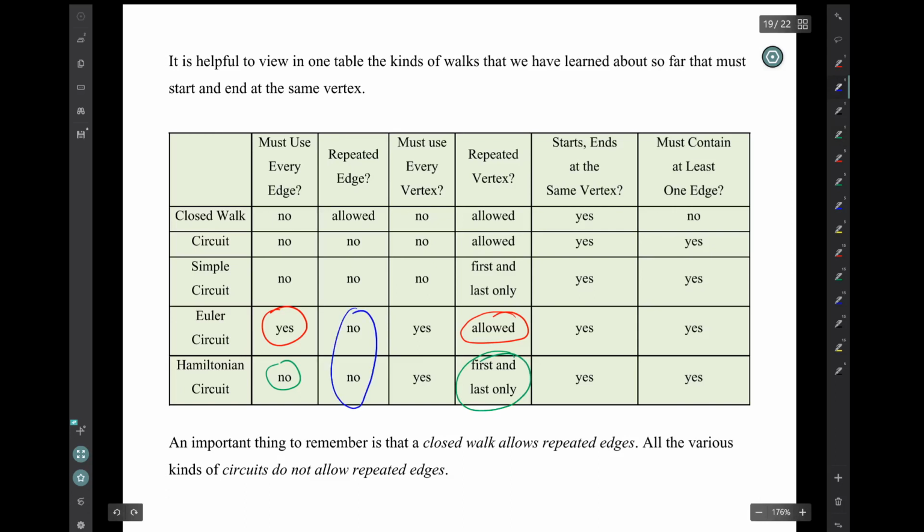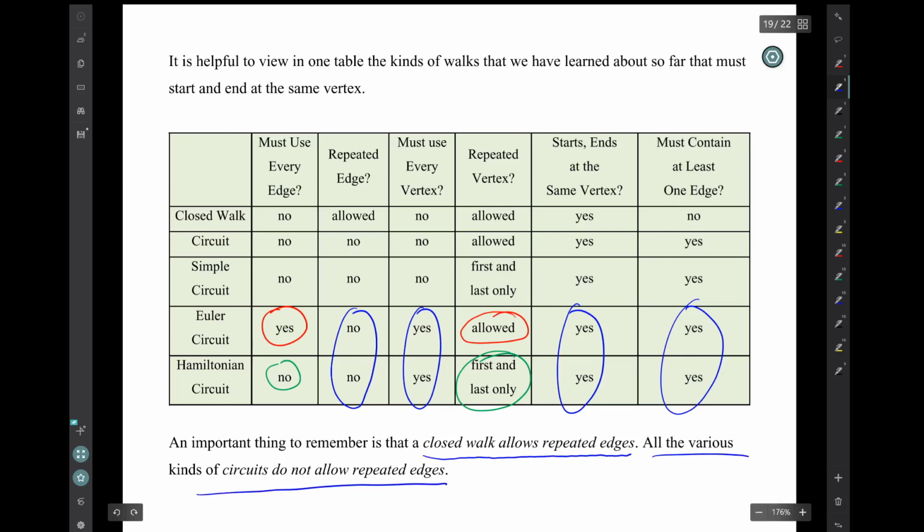Otherwise, they're similar. Repeated edges are not allowed, and every vertex must be used. They must start and stop at the same vertex, and they must contain at least one edge. An important thing to remember is that a closed walk allows repeated edges, whereas all the various kinds of circuits do not allow repeated edges.